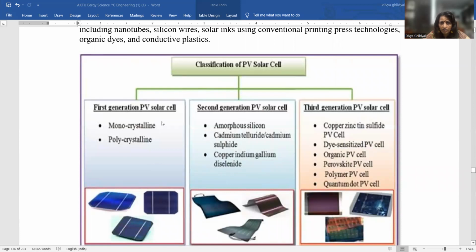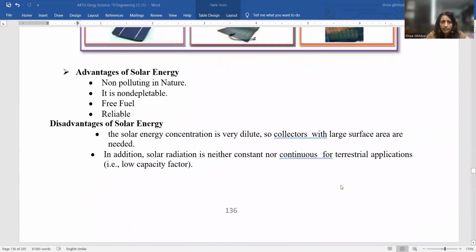See, first generation, monocrystalline, mono means one, poly means many. Second generation, amorphous, cadmium telluride or cadmium sulfide. Third generation, organic, polymer or quantum dots. What are the advantages of solar energy?